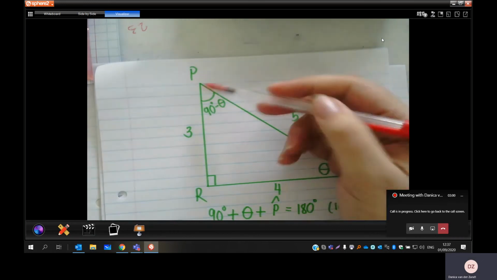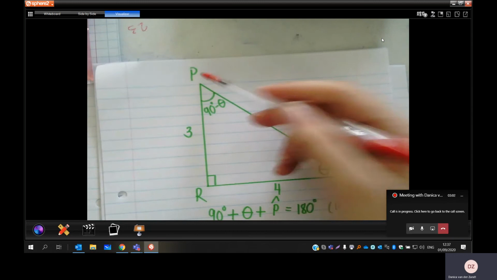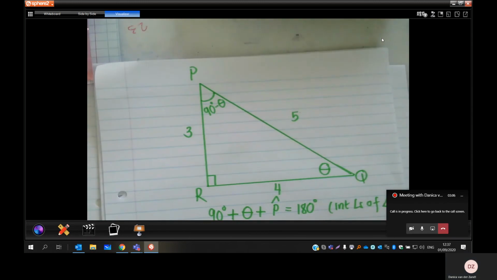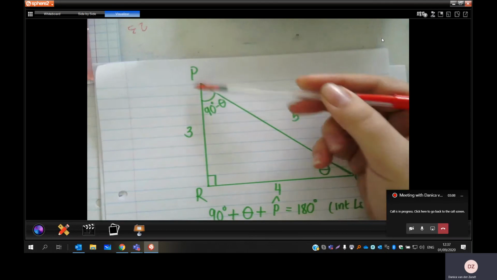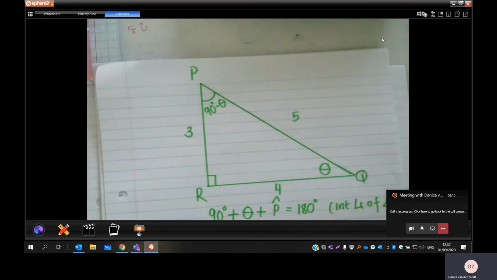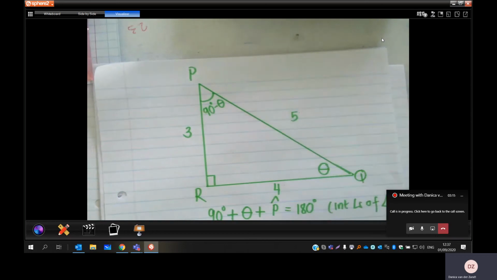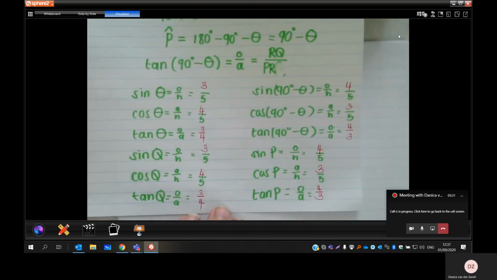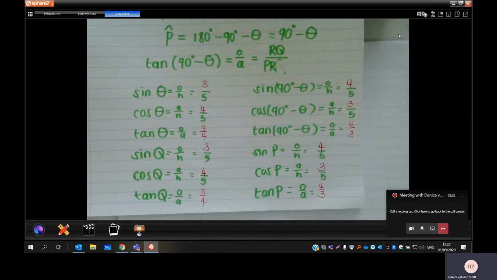Sine of p, now p is my reference, therefore sine is still opposite over hypotenuse. Cos is adjacent over hypotenuse. And tan would be opposite over adjacent. So there are all the answers that you should have gotten. If you don't understand this, you will struggle with what is to come. Yes, Tora.